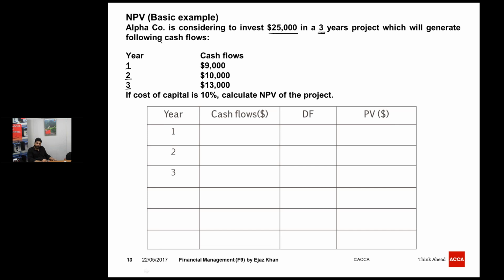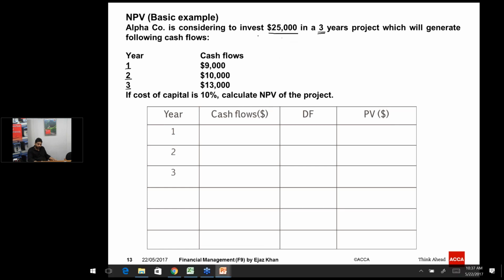Alpha Company, let's look at the question. Alpha Company is considering to invest $25,000 in a 3 years project, which will generate the following cash flows. After year 1, it is going to generate $9,000 of cash inflow. After year 2, it's going to generate $10,000 of cash inflow. After year 3, it is going to generate $13,000. Now, should Alpha Company go for this project or not if it intends to generate 10% return every year?